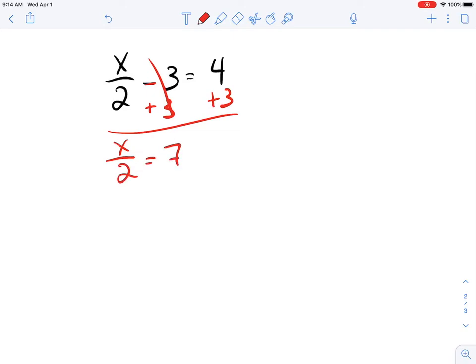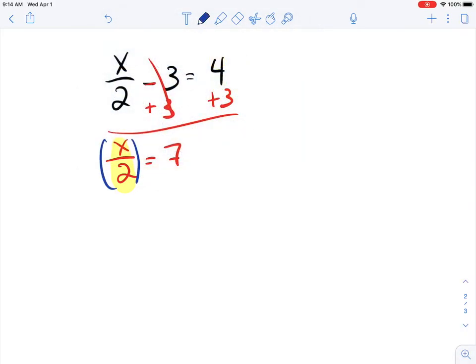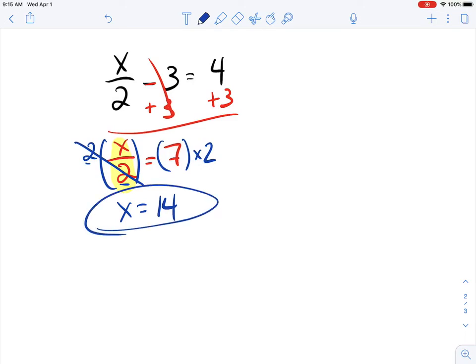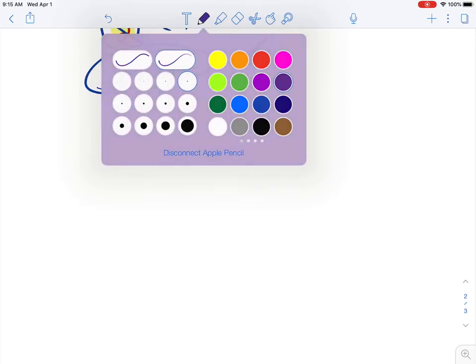All right, now we find our multiplying or division statement. X divided by 2 equals 7. So what I do is the opposite. I put brackets around the fraction, I put this 2 on the top, and I cancel it out. I go over here and do the same thing: 7 times 2, because I multiplied by 2 up there. X equals 14, and I'm totally finished. Totally awesome.